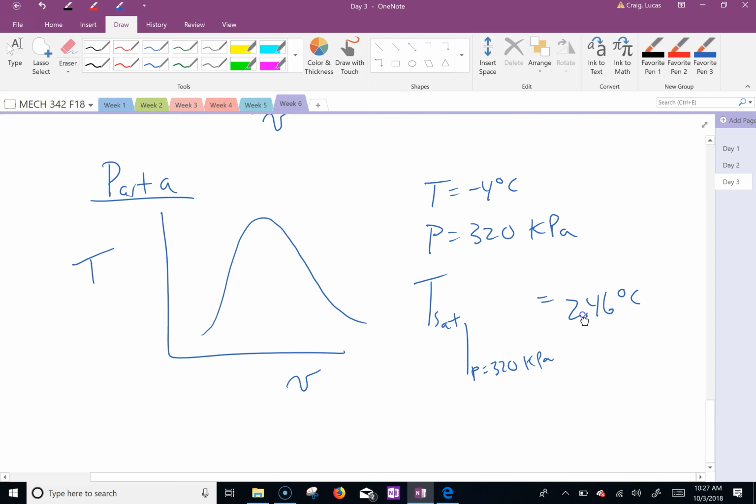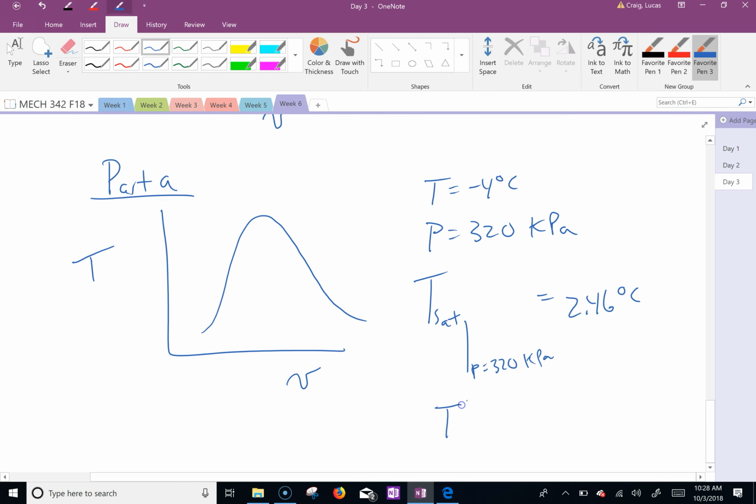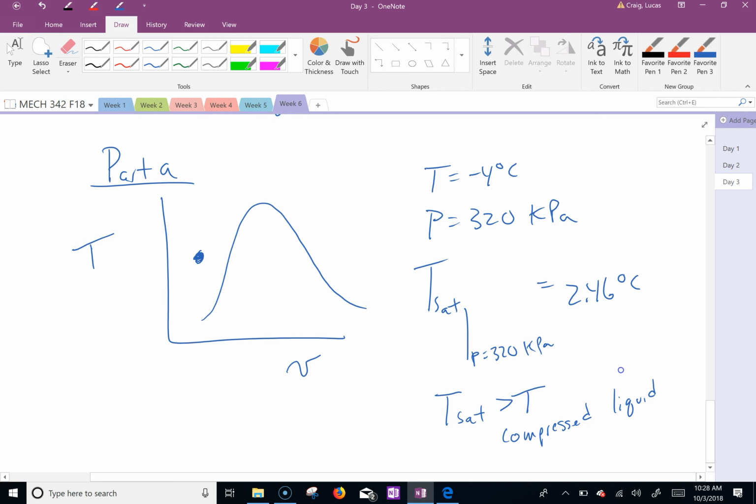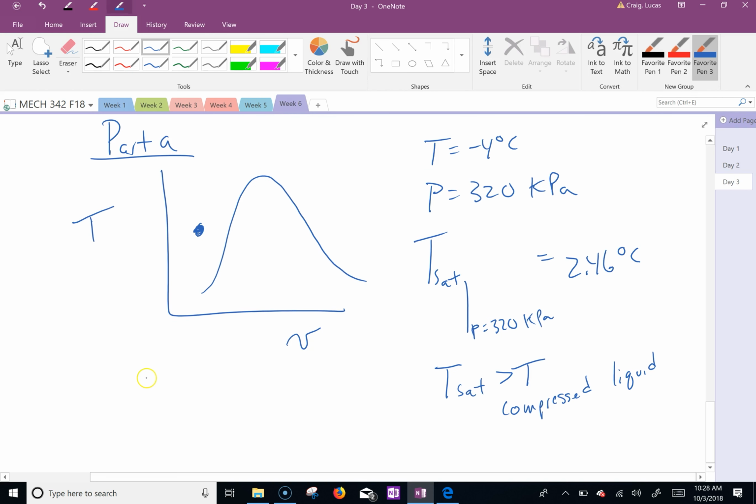Okay, so that means that TSAT is greater than T, right? So we're dealing with negatives and positives. So we are a compressed liquid, somewhere over here. So V equals VF, or close enough.